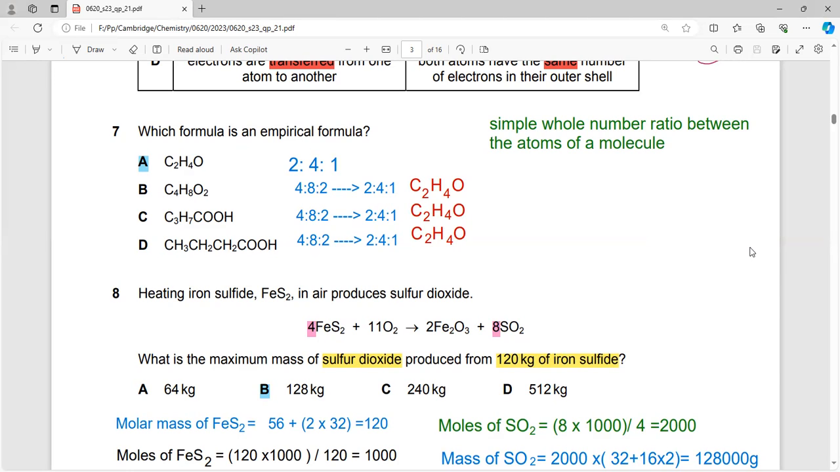What about option B? You can see carbon has 4 atoms, hydrogen 8, and oxygen 2. We can further simplify by dividing by 2, and this becomes 2, 4, 1. So that's why it is a molecular formula. Now option C: carbon is 4, hydrogen is 8, and oxygen is 2. We can further simplify it into 2, 4, 1, so it is also a molecular formula. And option D: carbon 4, hydrogen 8 and oxygen 2. We can further simplify by dividing by 2 into 2, 4, 1, so it is also a molecular formula. Our correct option is A here.